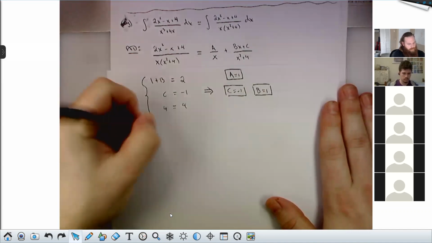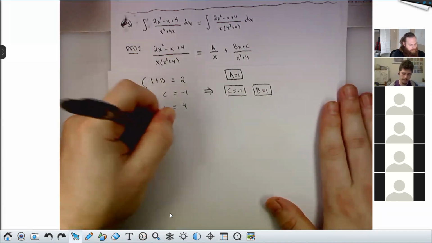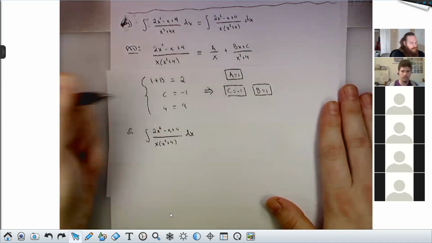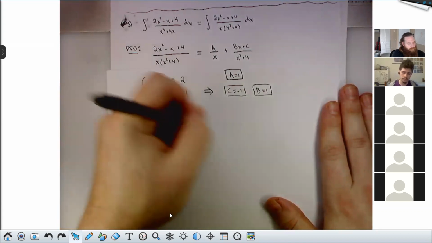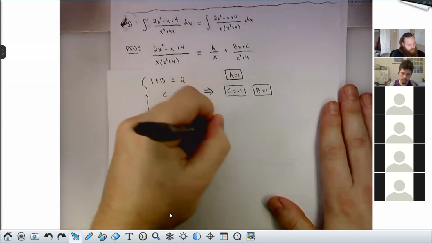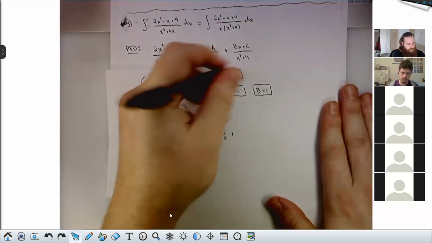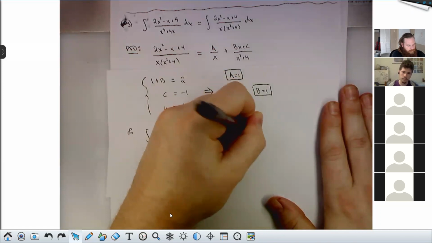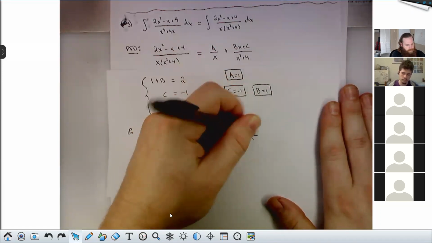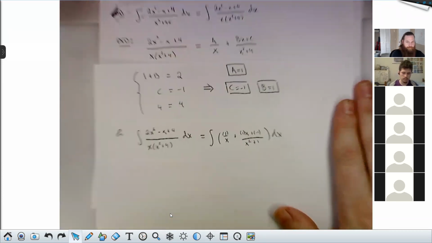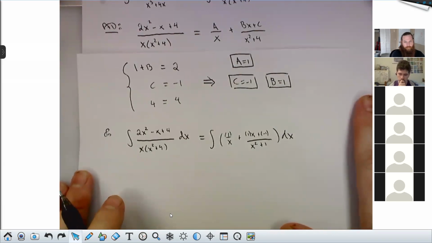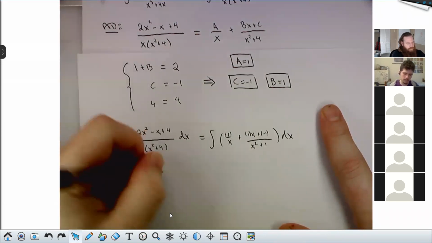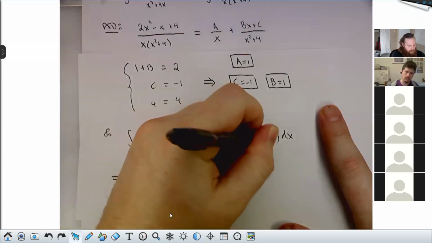Therefore, the integral of 2x squared minus x plus 4 over x times x squared plus 4 dx must be equal to the integral of 1 over x plus b, which is 1x, plus c, all over x squared plus 4 dx. And I can split this up. This is the integral of 1 over x dx. Wasn't it x squared plus 4? Oh, sorry, thank you. Yes.